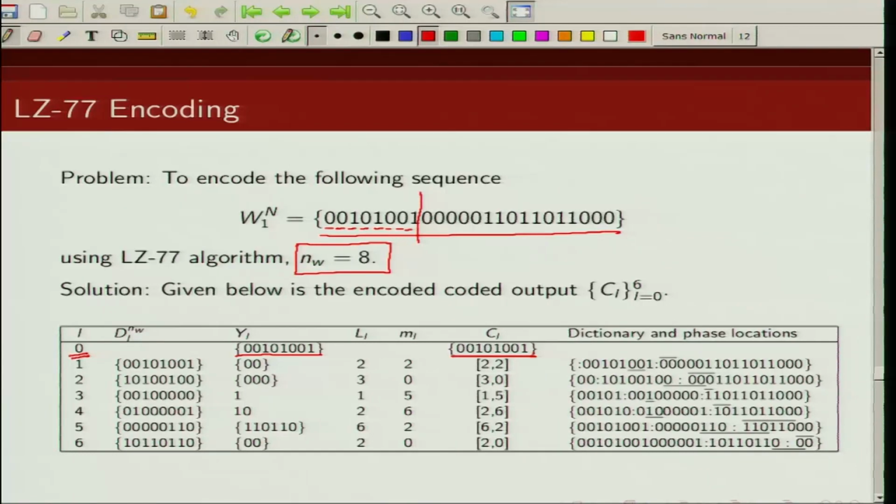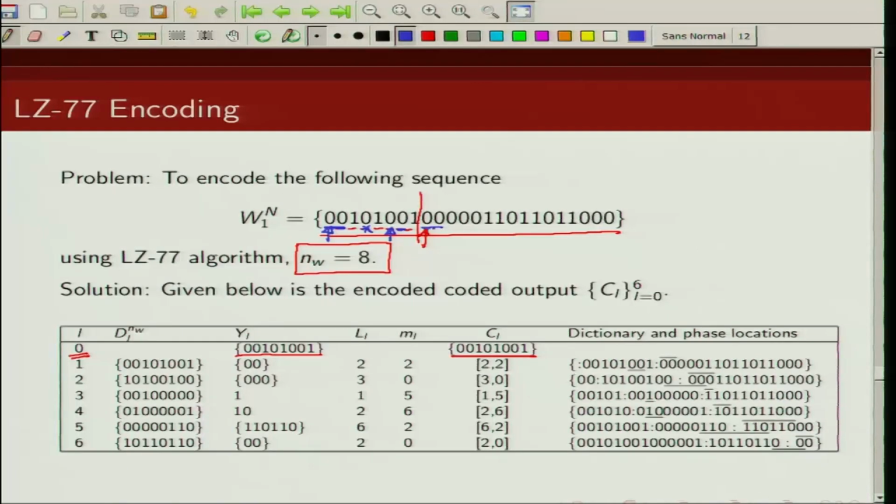Now what is the next step? The next step is, starting from this location, I need to find the largest match in the dictionary. So let's look at, is 0 there in the dictionary? Yes, 0 is here, and here. What about 0, 0? Is 0, 0 there in the dictionary? The answer is yes. Look here, starting from this location is 0, 0. Of course, at this other location the 0, 0 match is not there, but at this location we have 0, 0.